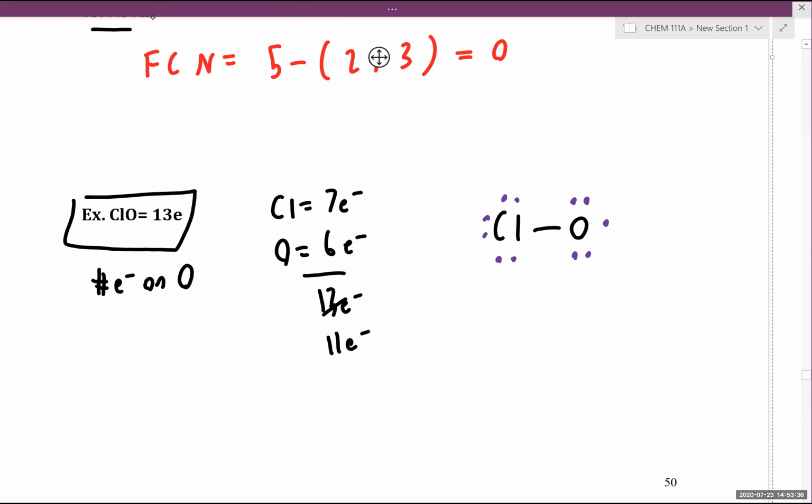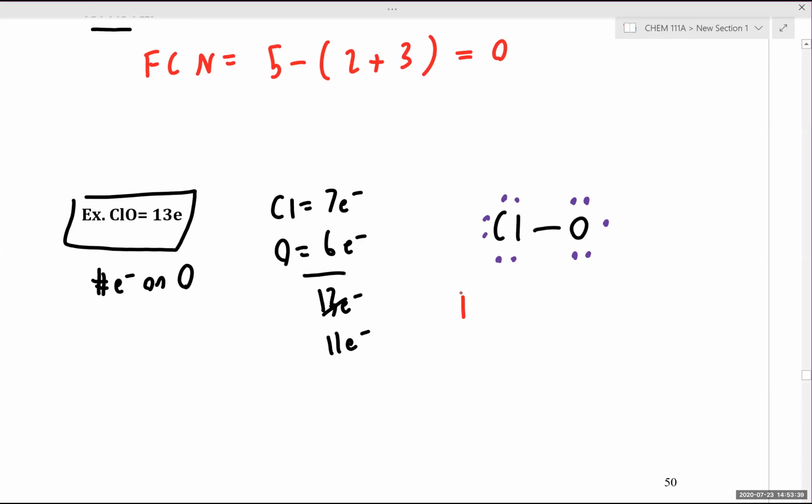Now the reason for that is if we look at our formal charges, the formal charge of chlorine is equal to 7 minus 6 minus 1, which is 0. And the formal charge of oxygen is equal to 6 minus 5, since we have 5 electrons, minus 1 for our bonds, which gives us a formal charge of 0.